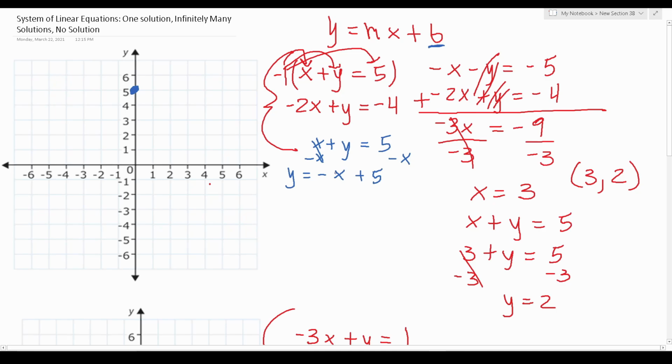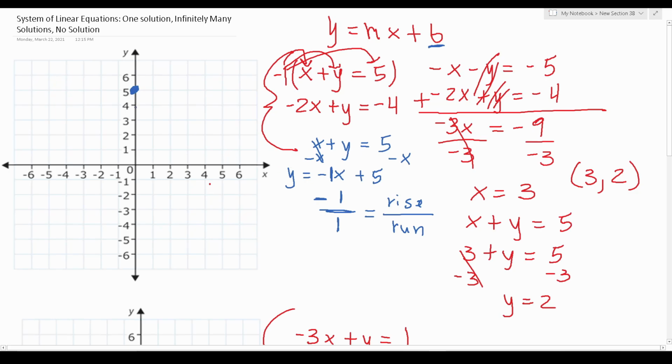Again, the slope here is -1, so it looks like this, -1 over 1. And of course, you may remember that this is rise over run. In this case, this is a -1, so this is going to tell us to go down 1. And this is +1, so it's going to tell us to go to the right 1. So let's go ahead and do that.